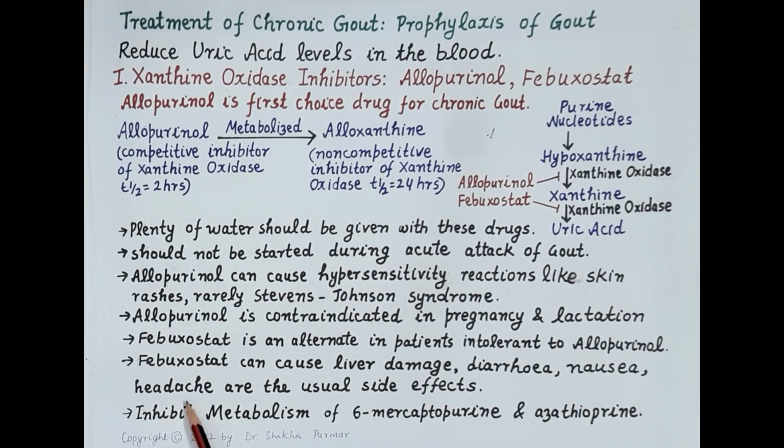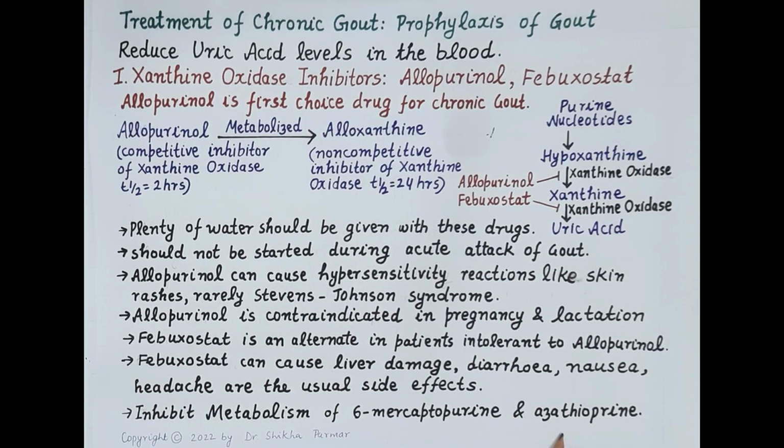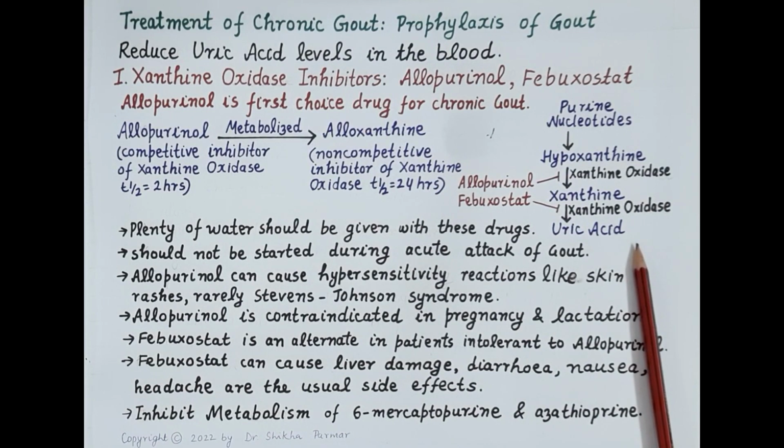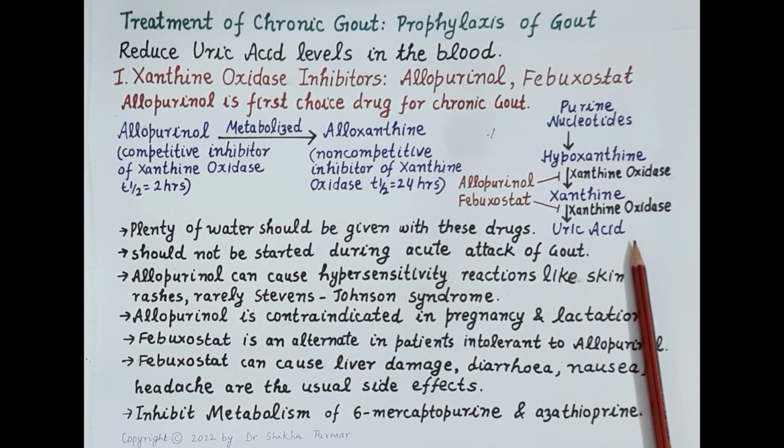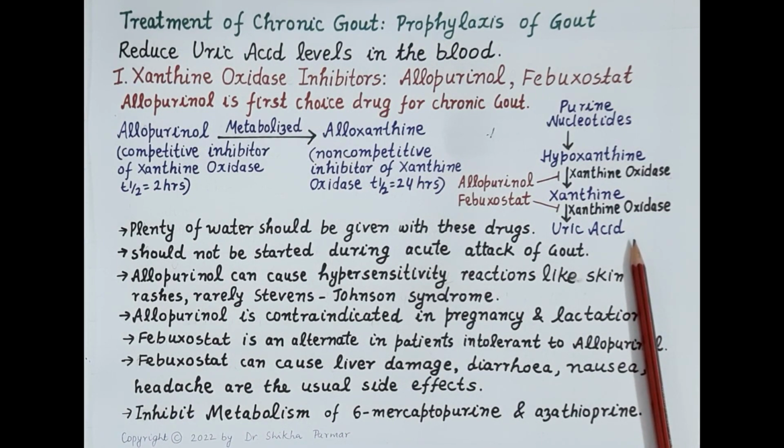Now these drugs, that is allopurinol as well as febuxostat, inhibit metabolism of 6-mercaptopurine and azathioprine. So doses of these drugs should be reduced when given with xanthine oxidase inhibitors. So this is how allopurinol and febuxostat reduce synthesis of uric acid and are found to be very useful in the treatment of chronic gout.